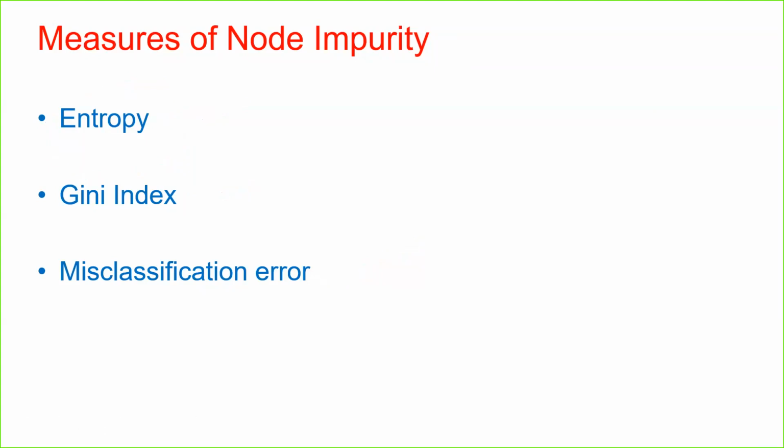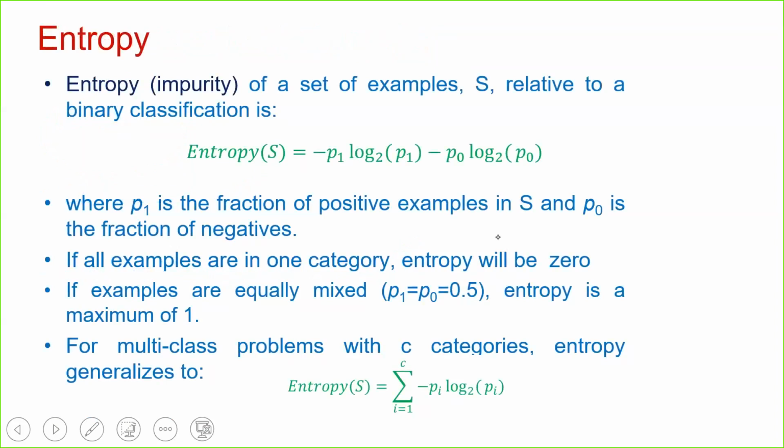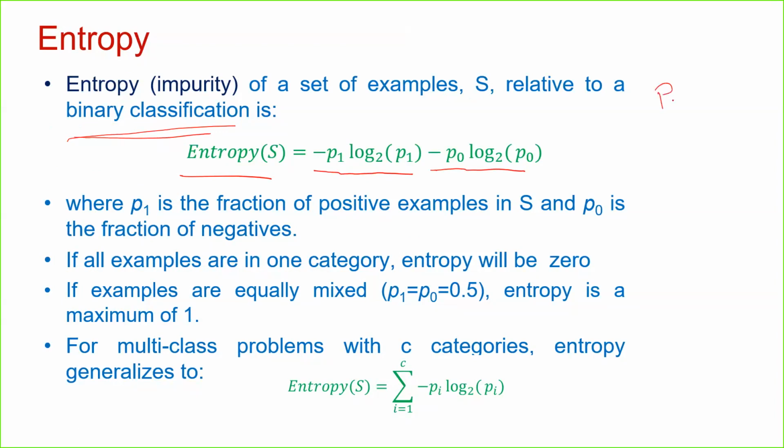So we'll define entropy. Entropy is some kind of impurity, right? Entropy of a set of examples is defined relative to the binary classification. We'll see the binary classification first, then extend it to multi-class classification. The entropy of S with respect to the binary classification is minus P1 log P1 minus P0 log P0, where P0 is the fraction of negative examples and P1 is the fraction of positive examples.